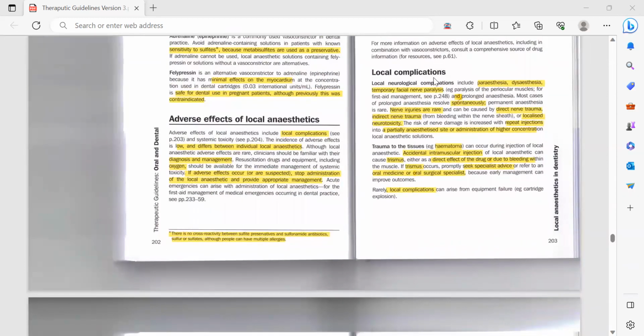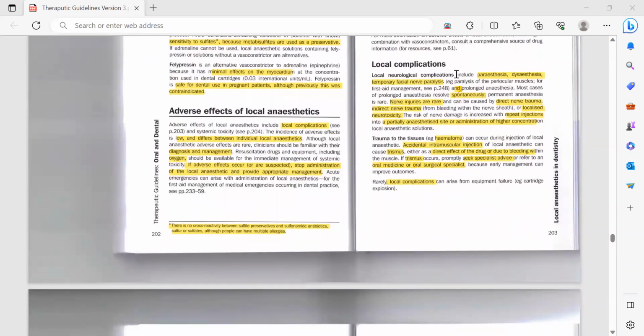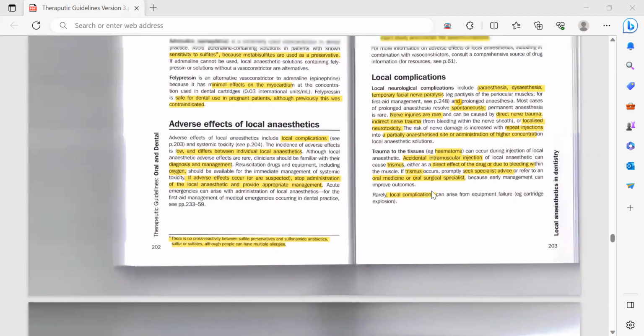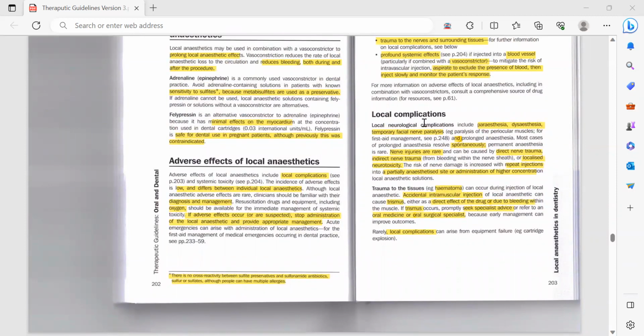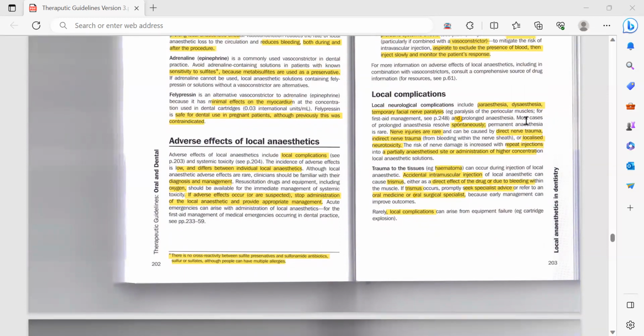Okay, then are the local complications. So, local neurological complications, trauma to the tissue, and rarely local complications can arise from equipment failure. It is very rare that the cartridge can explode. Okay, so the local neurological complication might be like you have given the LA and the patient is very numb for a long period, like paresthesia or dysesthesia, or sometimes temporary, if you have injected into the facial nerve, the facial nerve can go paralyzed for a temporary period of time, and prolonged anesthesia.